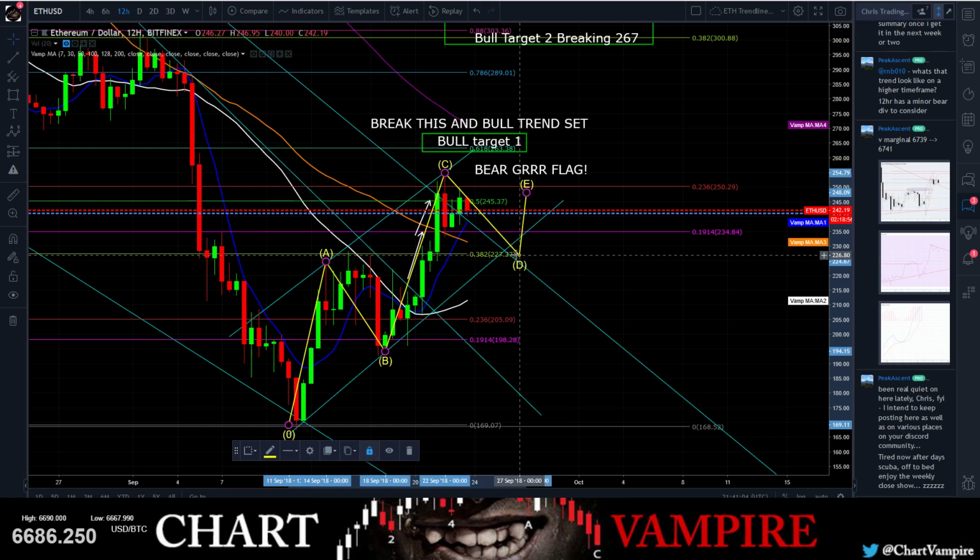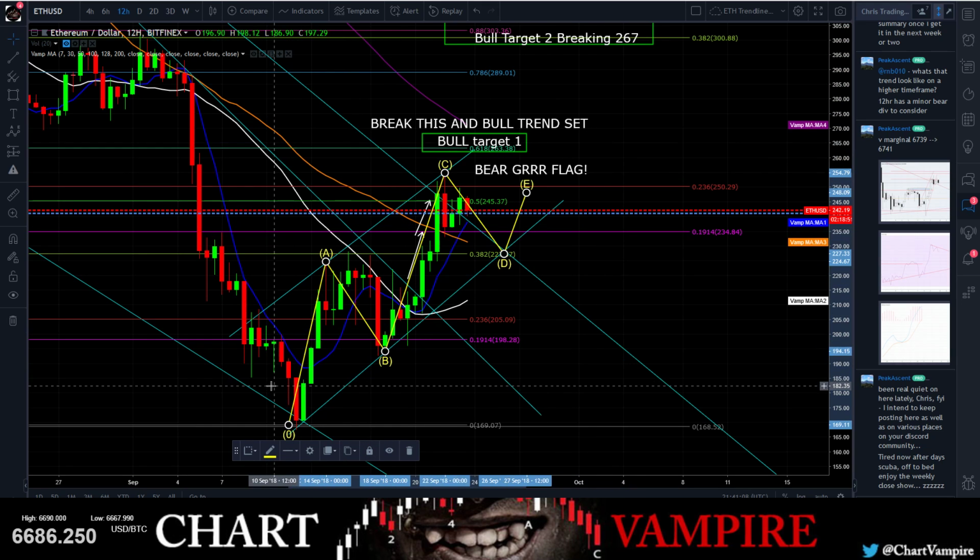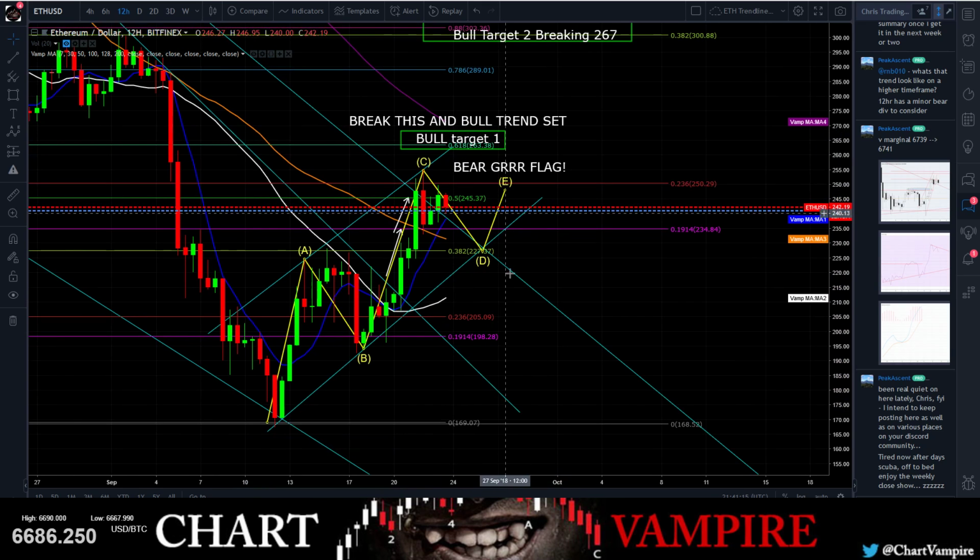And then you'd be looking for one more push up. This is if you're in this bear flag. If you're in a 1, 2, 3, 4, 5, you can also count this as you're looking for your wave 5. There's your bull target right there. But you are in a bull flag, okay?